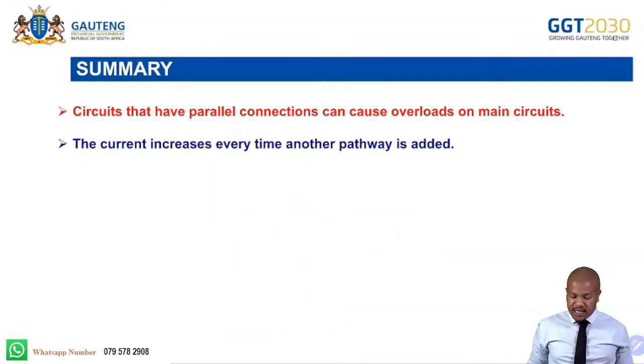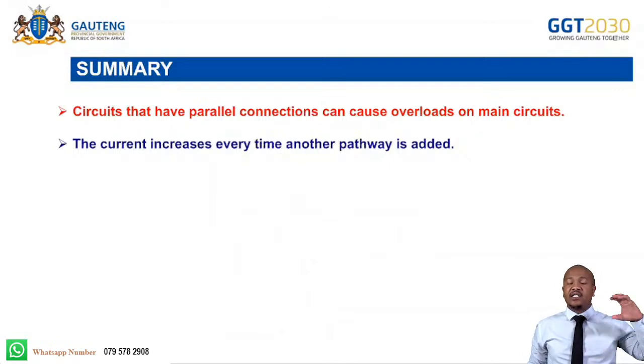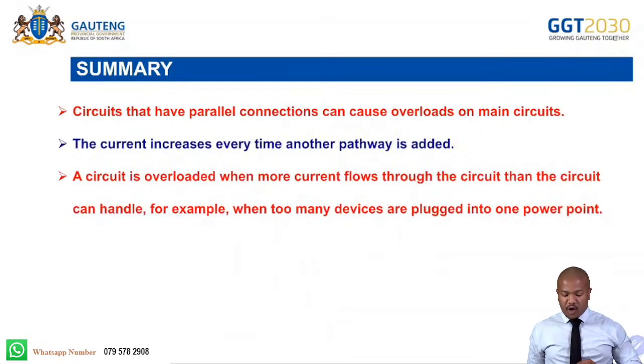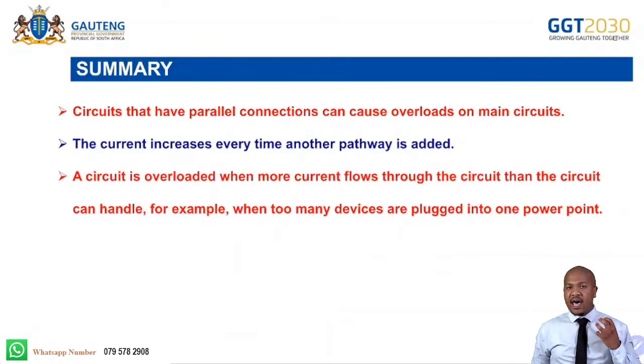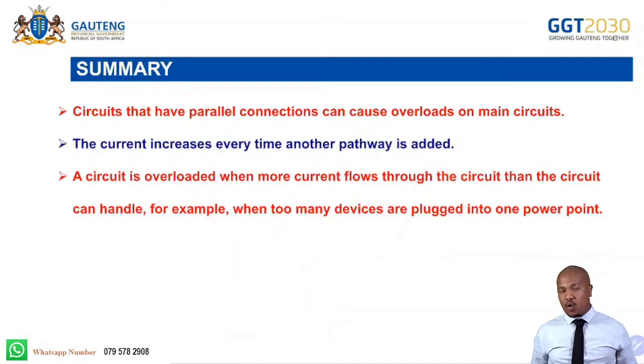It increases because of what? Another pathway added, or one part of the circuit being broken, having the current travel to other parts of the circuit. Are we together? Also, a circuit is overloaded when more current flows through the circuit than what the circuit can handle. For example, when too many devices are plugged into one power point, they can cause an overload because it's more than what the power point can handle at that point in time.